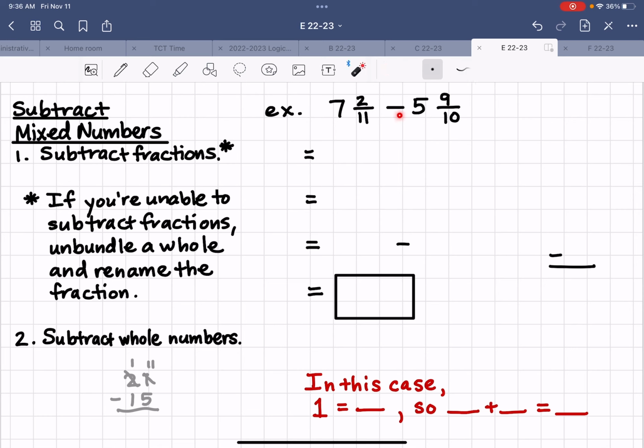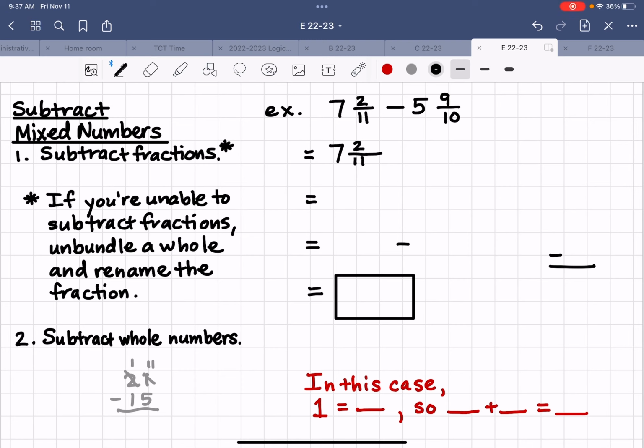All right, so we are subtracting mixed numbers, and we ask ourselves, do we have the same denominator? No, we don't, so let's make them have the same denominator, all right? So we are going to multiply both the numerator and denominator by the same number, make equivalent fractions.